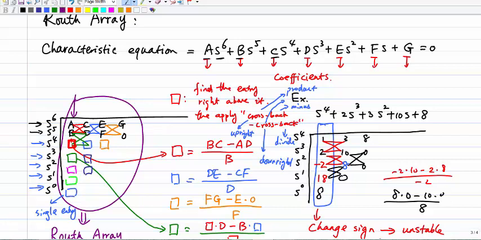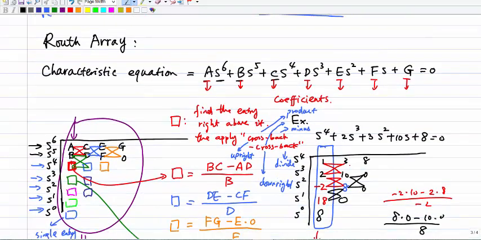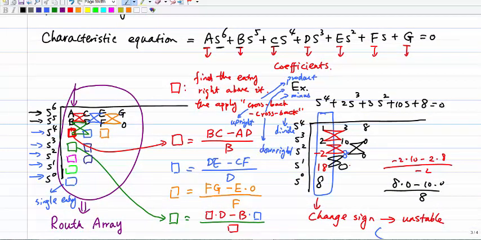Let's say I have a characteristic equation given by s to the 4th plus 2s cubed plus 3s squared plus 10s plus 8, okay? Here I put the signs to be positive because otherwise, according to rule number 1, it's just not stable. So first of all, the highest power is s to the 4th, right? So first I draw a horizontal line and a vertical line, and then I put s4, s3, s2, s1, s0 over here. So I have 5 rows, okay?